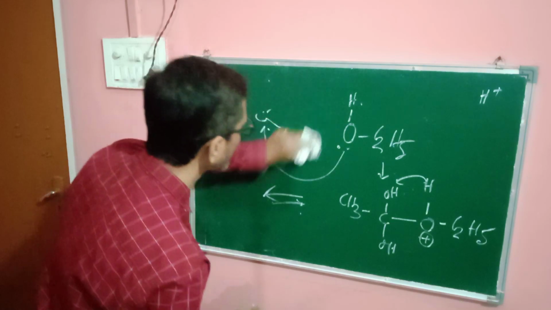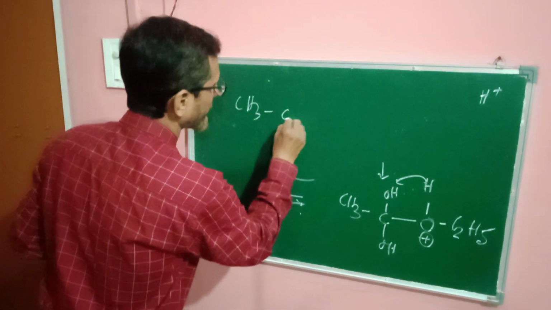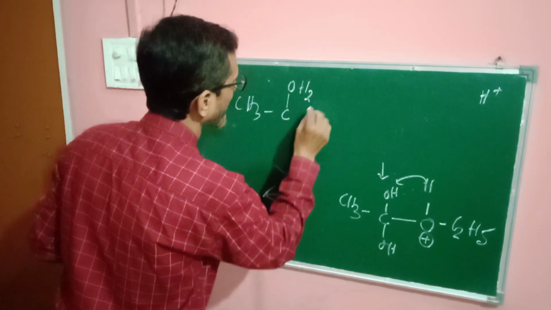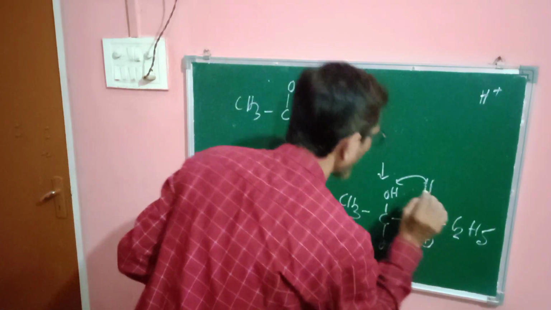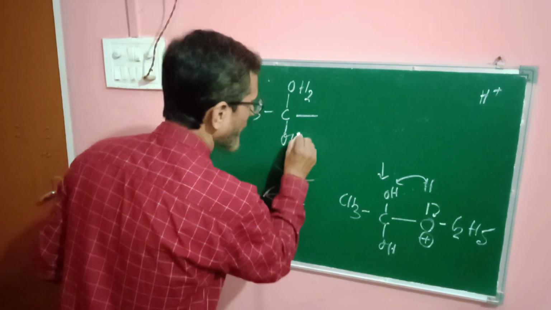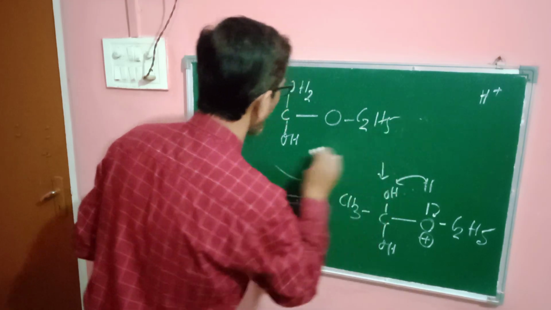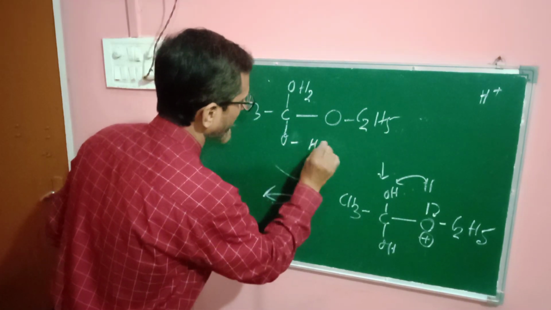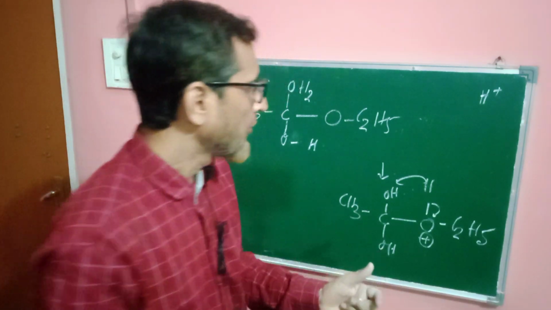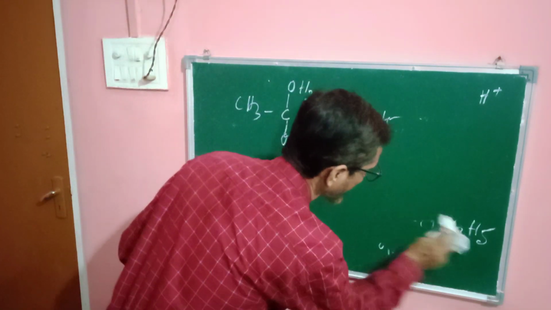CH3, I am rubbing off this part. CH3C, O, that part comes here, and that will diminish this positive. OH2, OH, OC2H5. I have an aim to write the mechanism here. I have an aim to explain something, so just follow with patience.